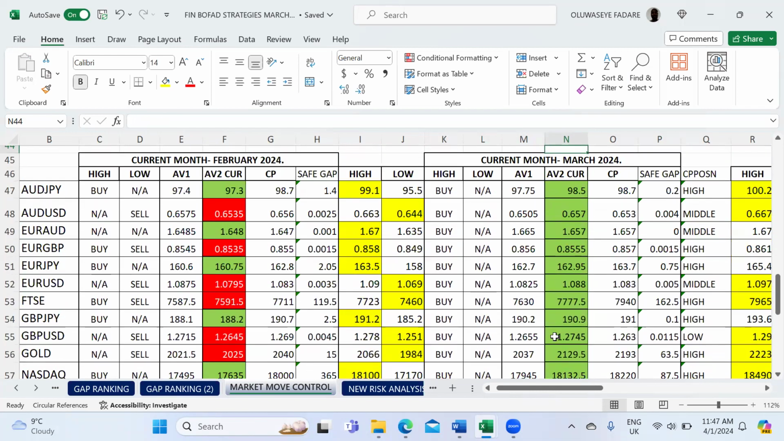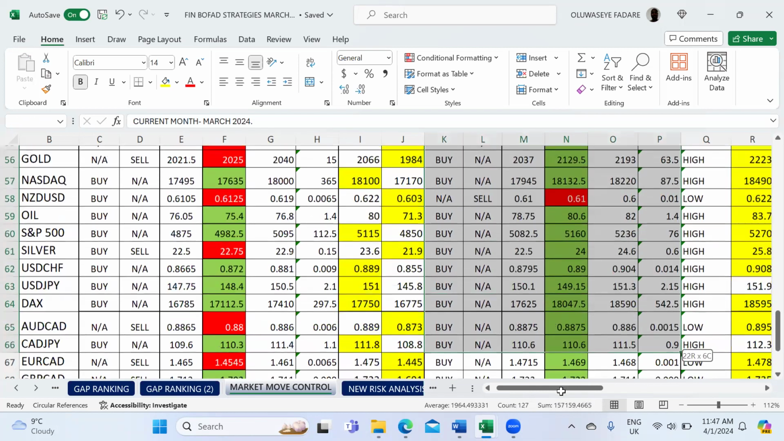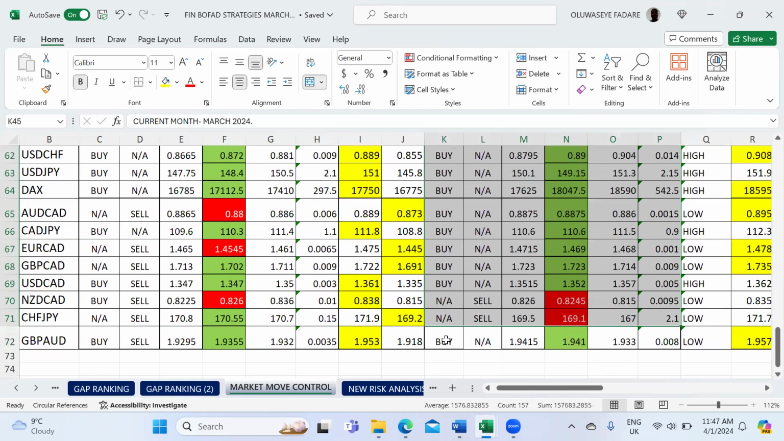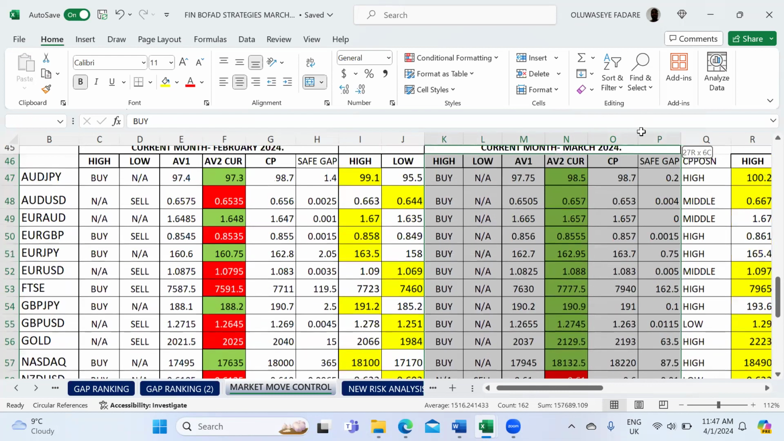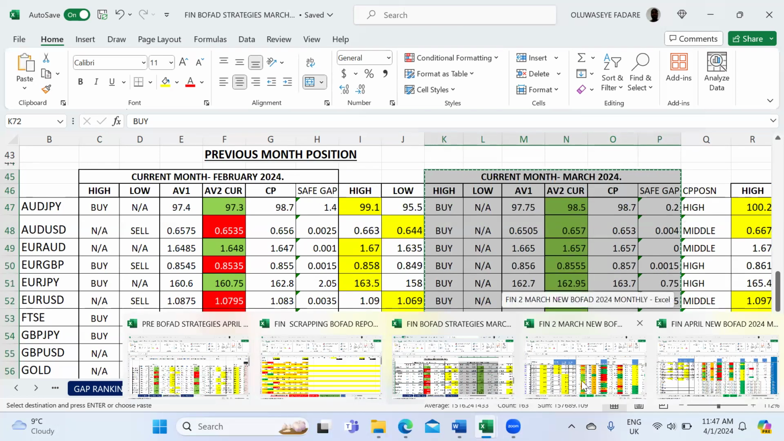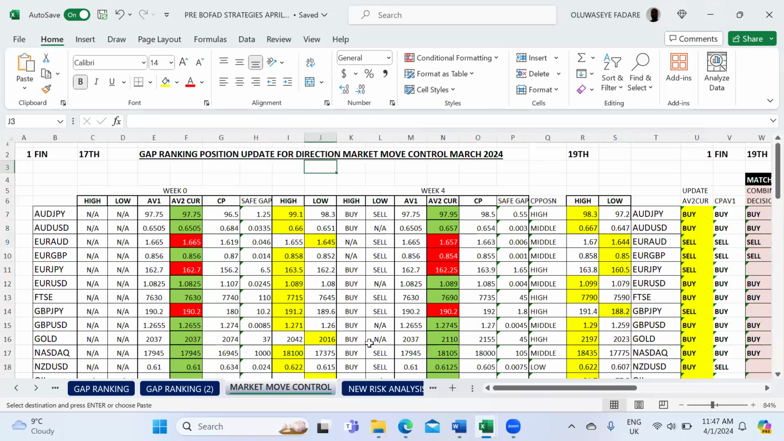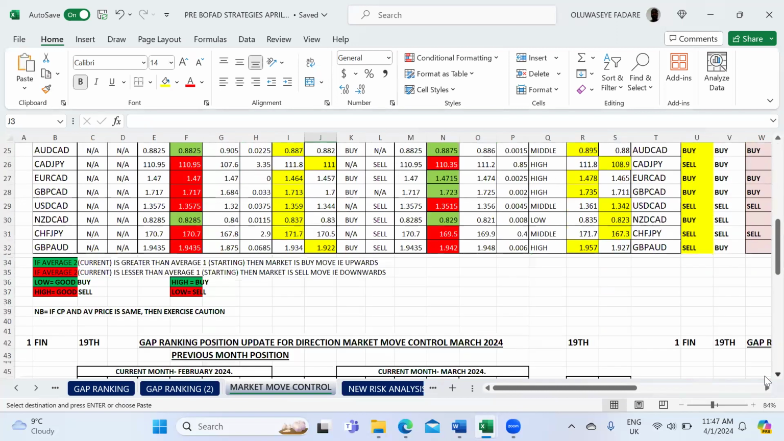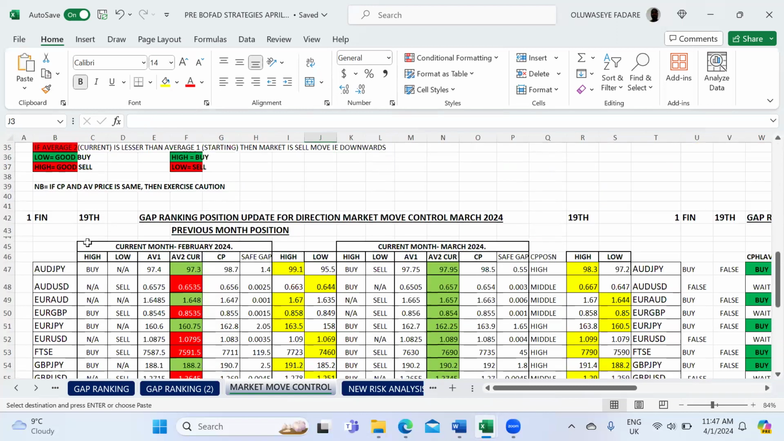Okay. So we are now going to copy this for the month of April, which we are just starting, okay. So let me show you, for example, what will now happen. For the month of April, we are going to copy this as our previous month, and be able to paste it for our April strategy updates. Okay, so we're going to paste it on our April strategy updates, which is here. So we're going to paste it here.